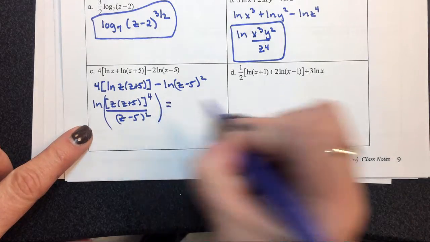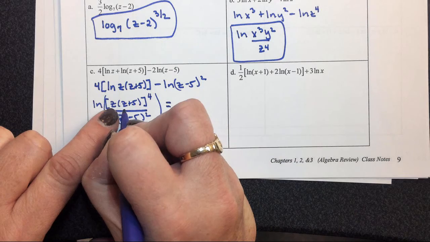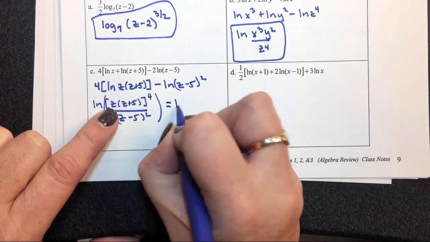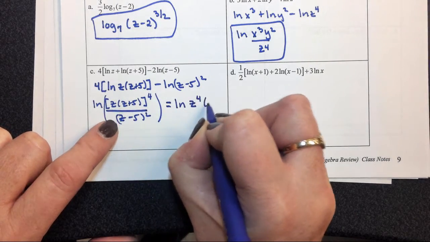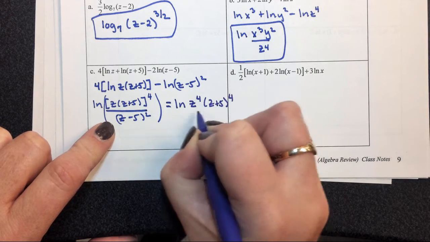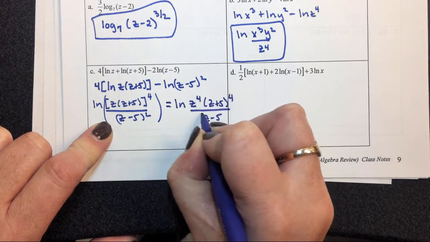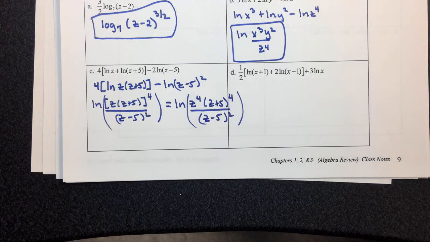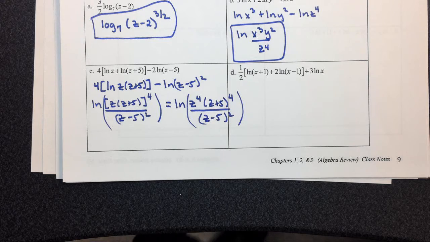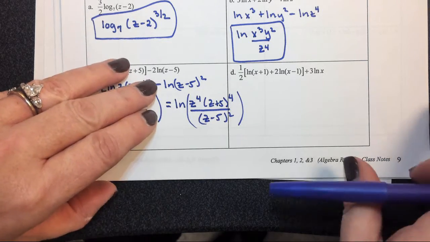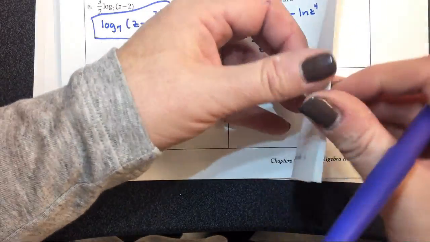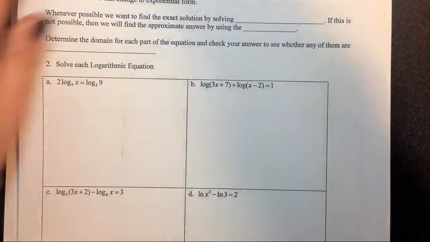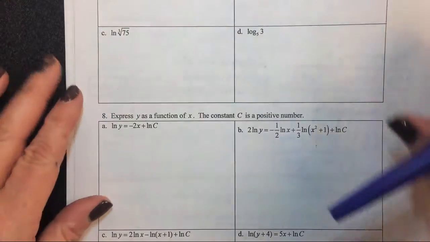Remember, this expression would be equivalent if I raised this entire numerator to the power of 4. It is equivalent to the natural log of z to the fourth times z plus 5 to the fourth, all over z minus 5 squared. So remember, they are equivalent expressions, just written different ways. Any questions on taking these expressions and condensing? All right, let's take a look at some other examples of properties.